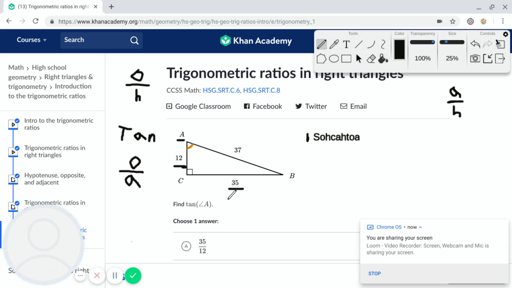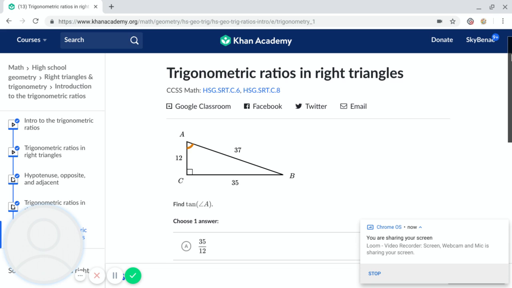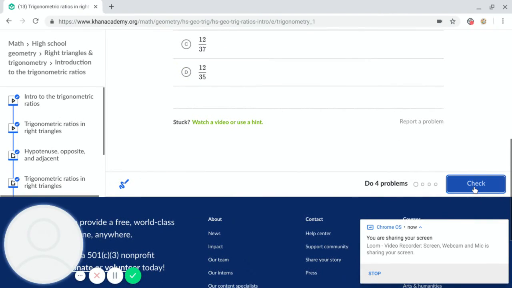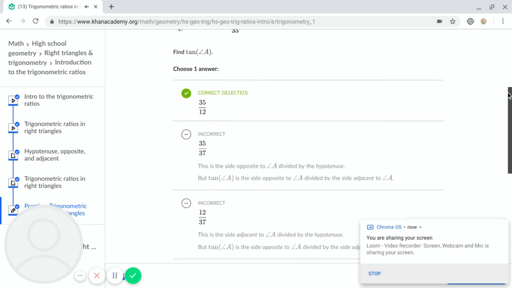And if we wanted the tangent for A, which in this case, it's kind of what we need here. But first you find the opposite side, which is, in this case, 35. So 35 over the adjacent side, which is 12. So it would be 35 over 12. And if you were looking here, then you would already see that this one is the right choice. See? There we go. So yeah.